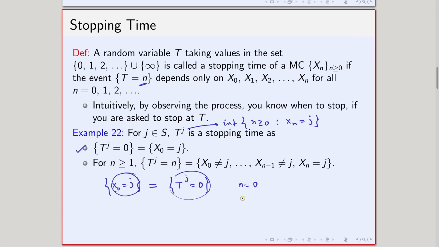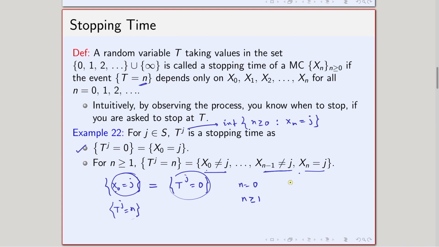Now what will happen if I take n greater than or equal to 1? Now you say that T_j equals n. When we say T_j equals n has occurred, that means starting from some non-j state, I hit the state j for the first time at time step n. I can write it this way: X_0 not equal to j, X_1 not equal to j, and so on, X_{n-1} not equal to j, and finally X_n equals j.